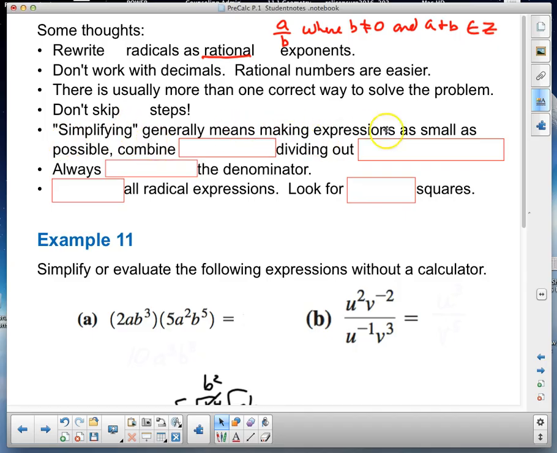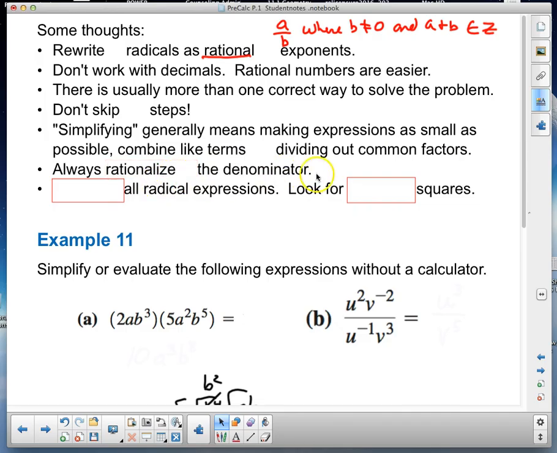Simplifying generally means making expressions as small as possible. Combine like terms, dividing out common factors. Always rationalize the denominator. Simplify all radical expressions. Look for perfect squares.